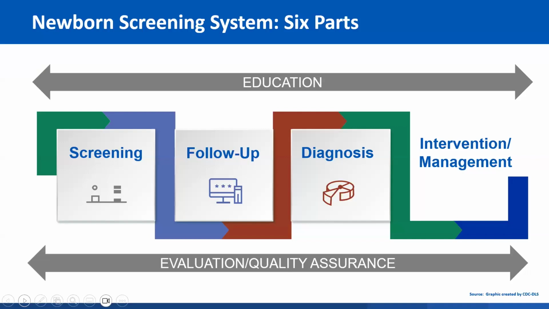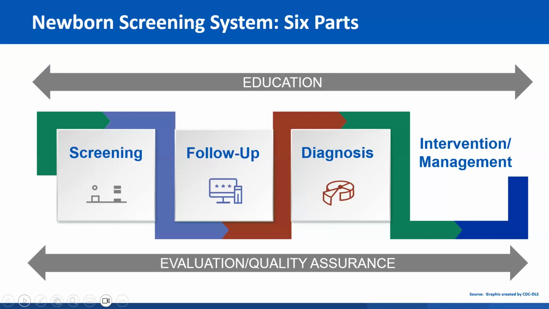So when we think about the newborn screening system itself, we consider 6 distinct but related parts. And this graphic is really meant to show the connectivity between them. We, of course, have screening itself, which occurs within laboratories and has a number of components to it. This is followed by notification and follow-up of those results.